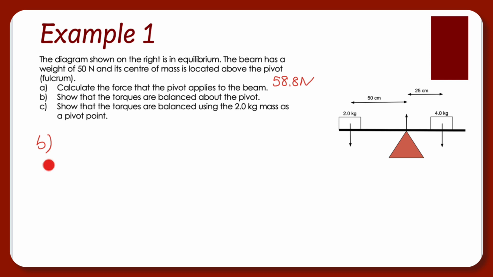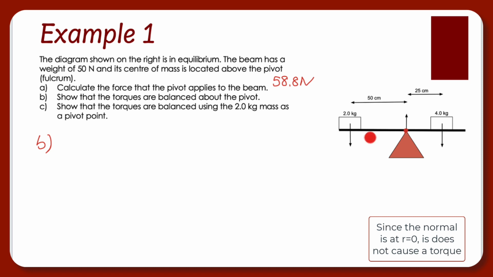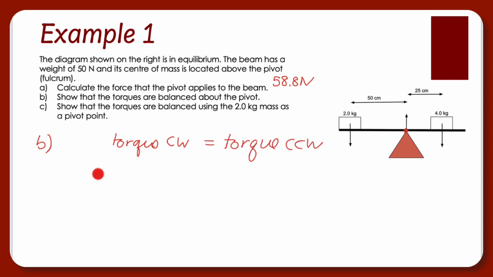Now in part B, we're asked to show that the torques are balanced about the pivot. So here's our point right here. And in this case, I'm going to have this force of gravity pulling it down clockwise, and this one trying to pull it down counterclockwise. In this case, clockwise, we will have a torque that will be our force at a certain radius. In this case, it's going to be its weight, so 4 times 9.8, and the radius here is 25 centimeters, so 0.25. And I pick up my calculator and my value is 9.8.